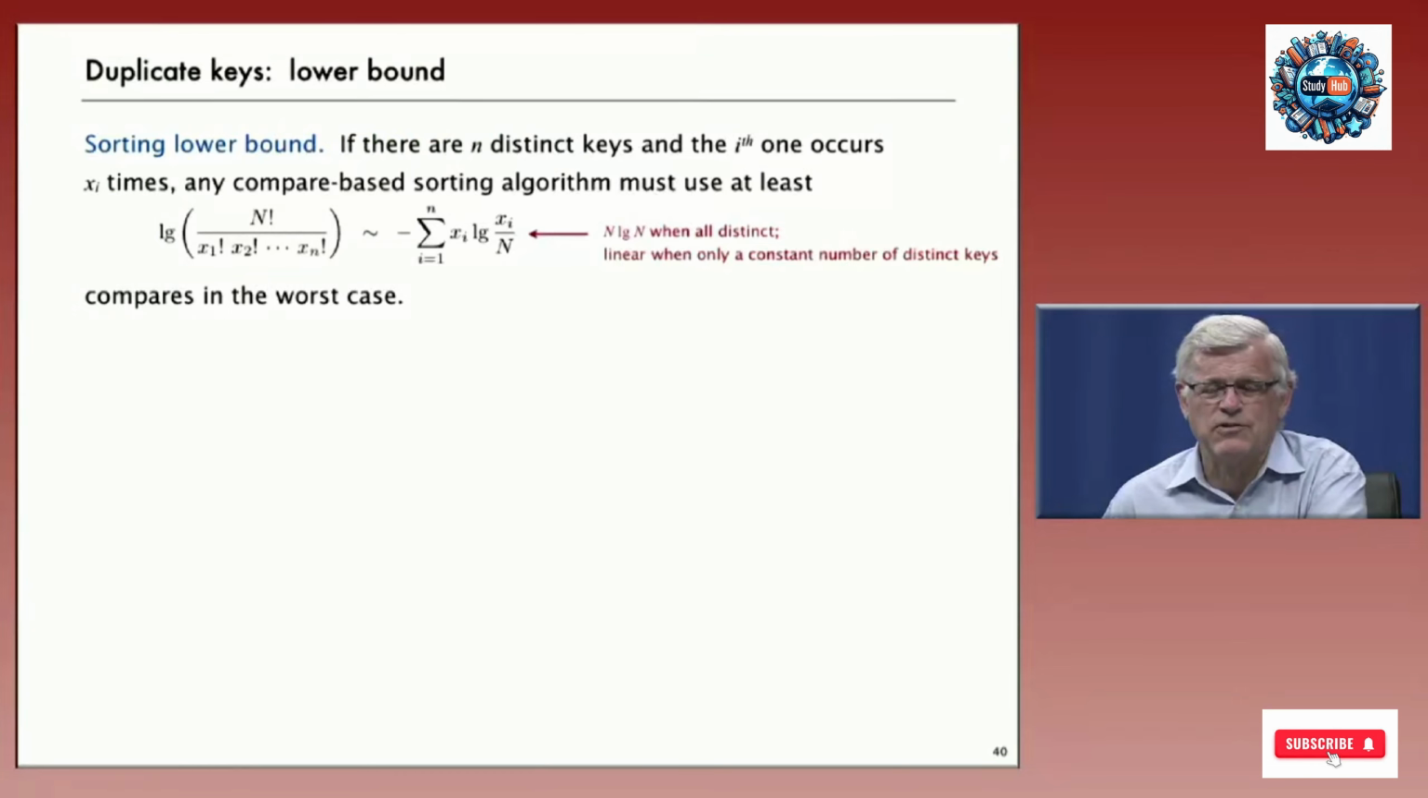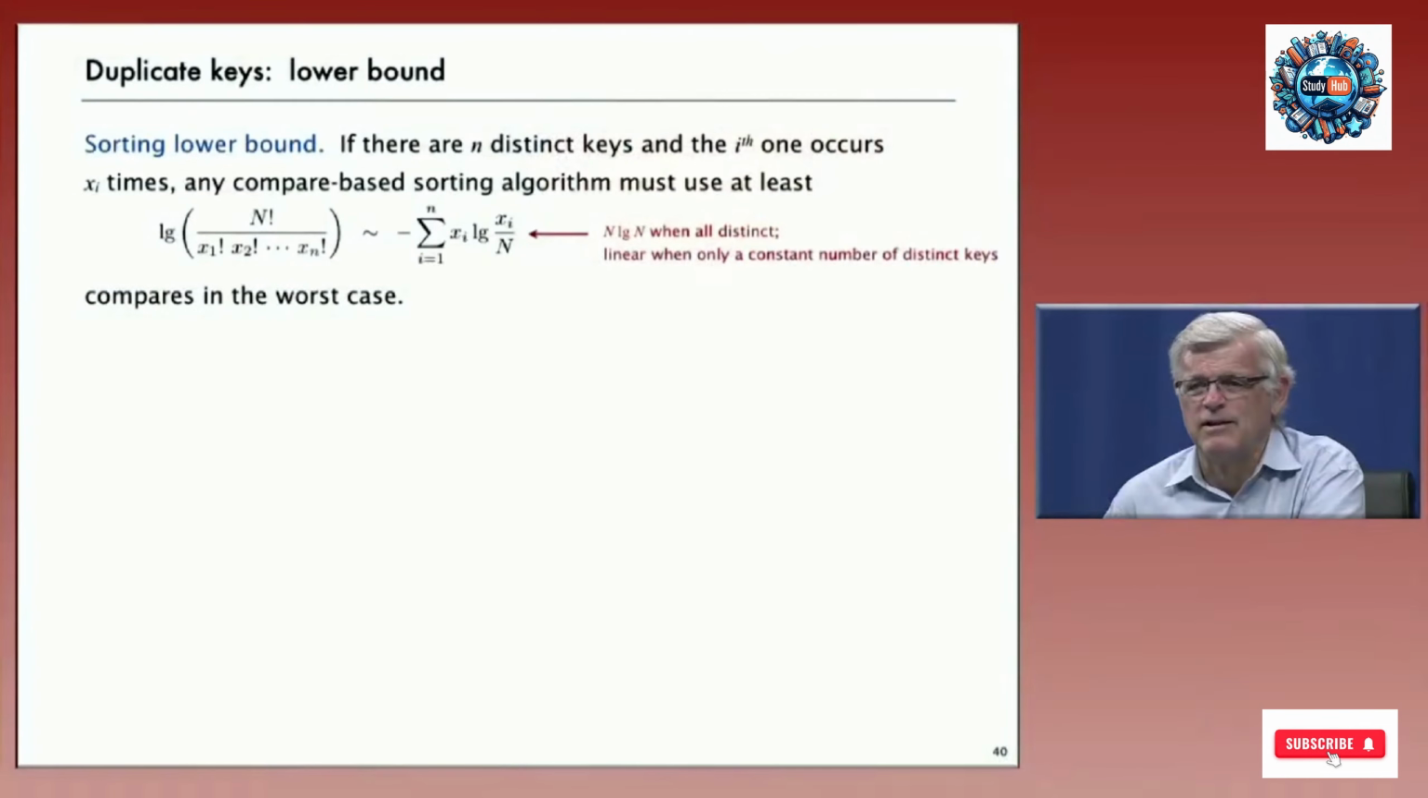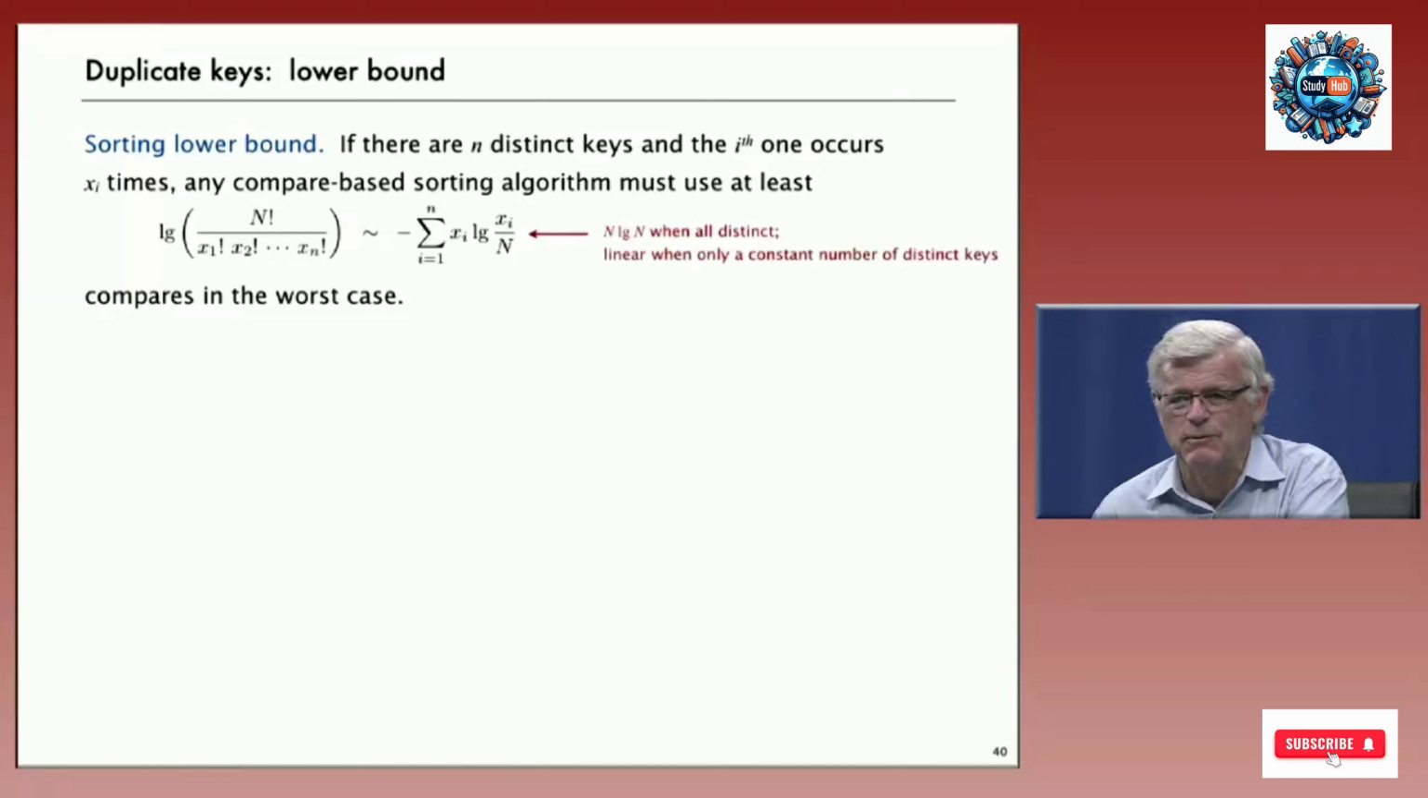And one thing to do is to realize that the lower bound that we talked about before depended on the keys being distinct. The worst case for a lower bound is when the keys are all distinct. But if we have a situation where there are lots of equal keys, that model is wrong. It's not too difficult to get a similar lower bound for the model when we know that there are some equal keys. So, for example, this is a rather complicated formula, but not too bad. And it says that if you know that the ith key occurs xi times, you can write down a lower bound for the number of compares that are going to be required in the worst case.